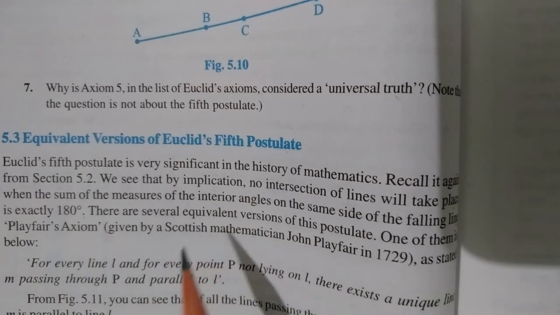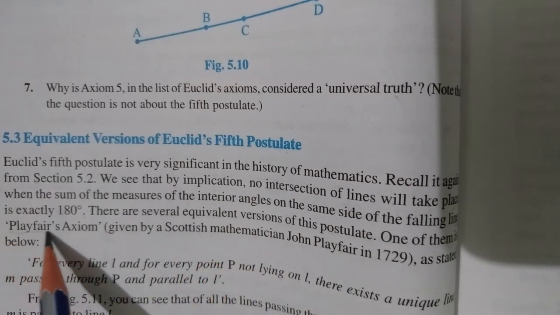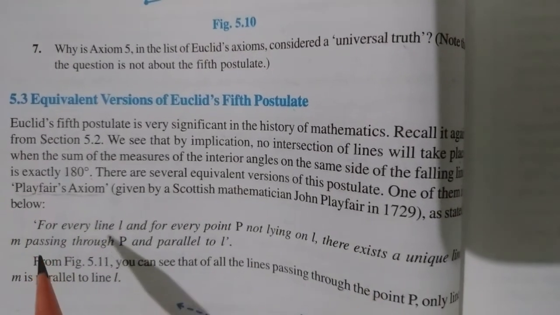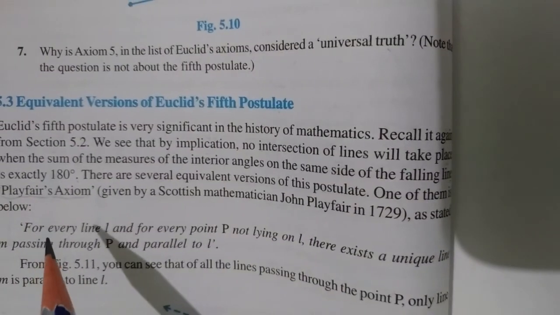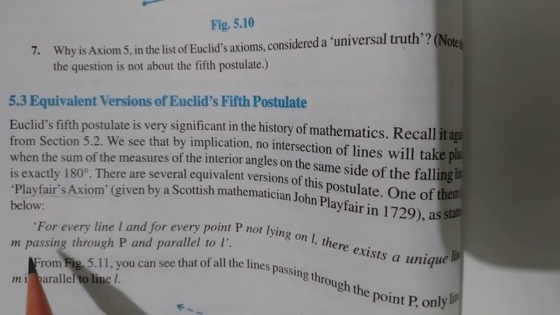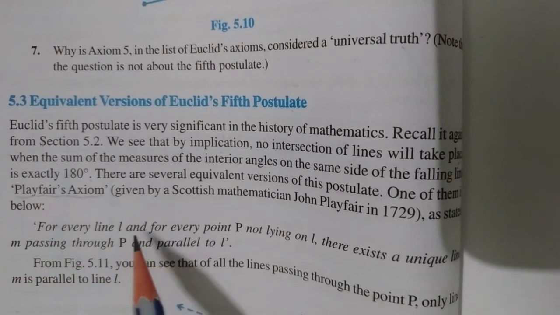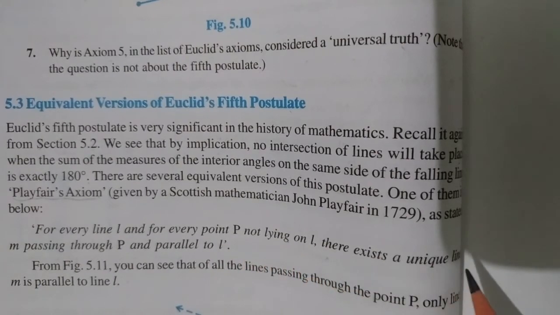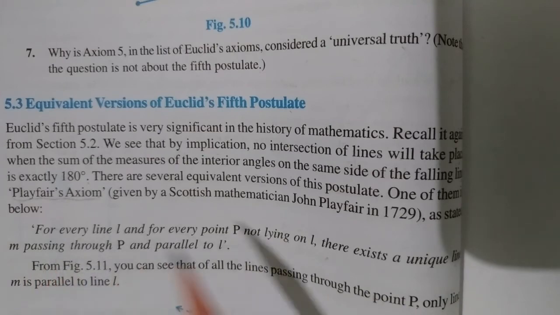Okay. So here one of Playfair's axioms is given. It can be asked in the exam, so you just have to remember it. Remember the name of the mathematician who gave it and this statement. For every line L and for every point P not lying on L, there exists a unique line M passing through P and parallel to L.